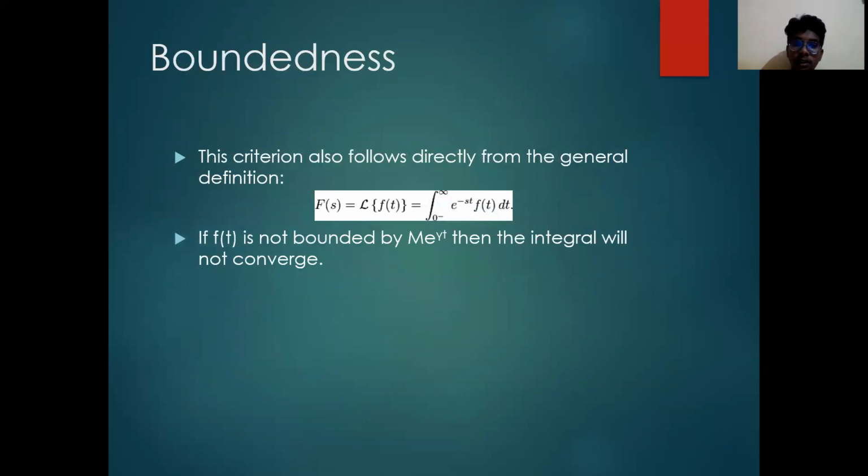So, boundedness. The criterion also follows directly from the general definition, where F of s equal to L of f of t equal to the integration of 0 to infinity e power minus st f(t) dt. If f of t is not bounded by M e power yt, then the integral will not converge.